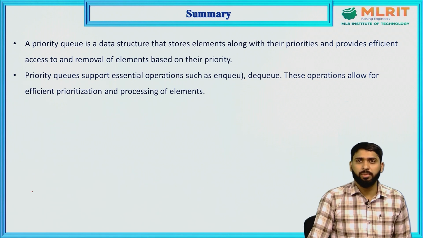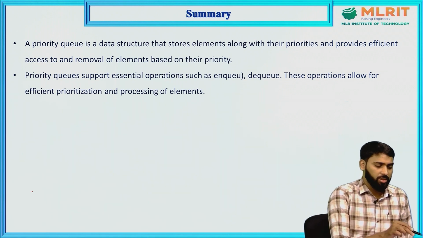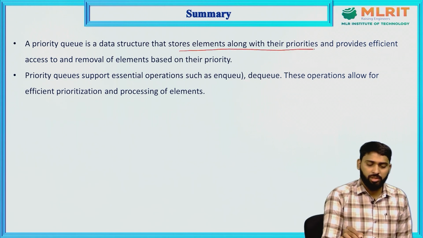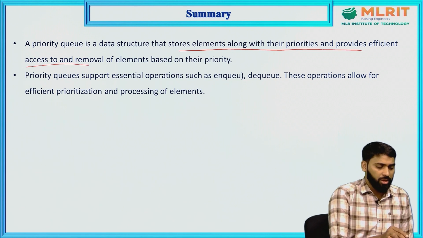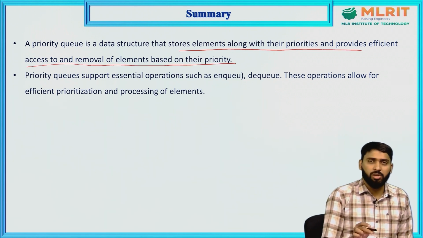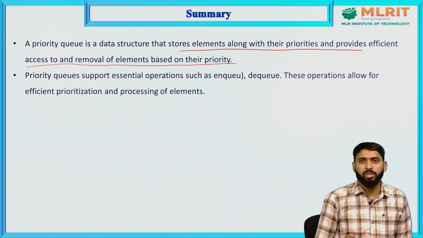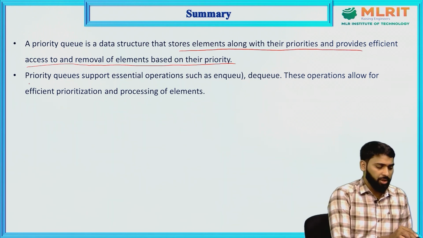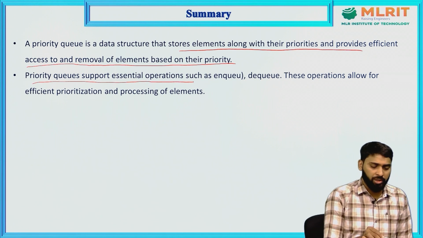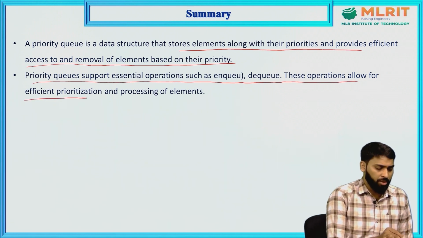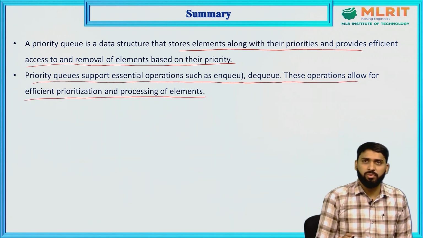So coming to the summary of this lecture, the priority queue is a data structure that stores elements along with their priorities and provides efficient access to and removal of elements based on their priority. Insertion and deletion are both based on the priority. So a priority queue supports essential operations such as NQ, DQ. These operations allow for efficient prioritization and processing of elements.